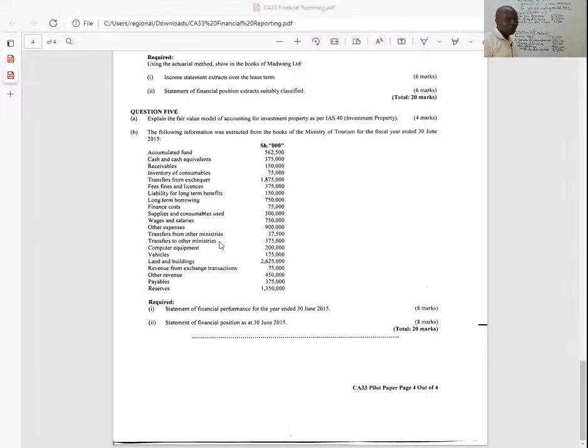From there, we have computer equipment. Of course, we said computer equipment cannot really go to performance. This is something that will be outstanding at the end of the year. It has to go to the statement of financial position. So we have land and buildings.